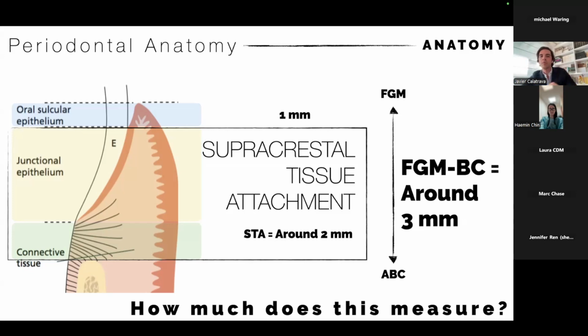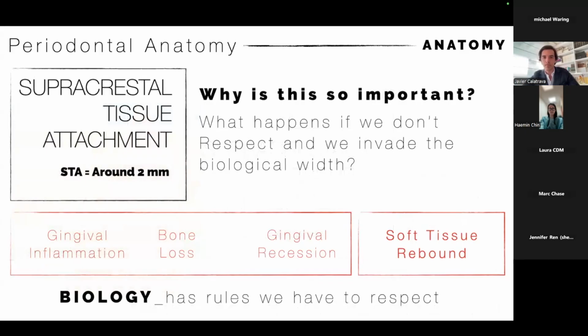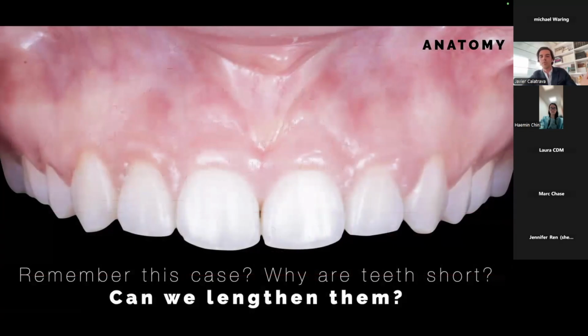So this is always going to be a very relevant intrasurgical reference that we're going to have during our crown lengthening procedures. And why is this so important? Because the body has its rules, and the biological width is the rule and the distance that the periodontium likes to keep. If we don't respect these rules, we're either going to have gingival inflammation, bone loss, or gingival recession if it's a thin phenotype, or if not, soft tissue rebound.